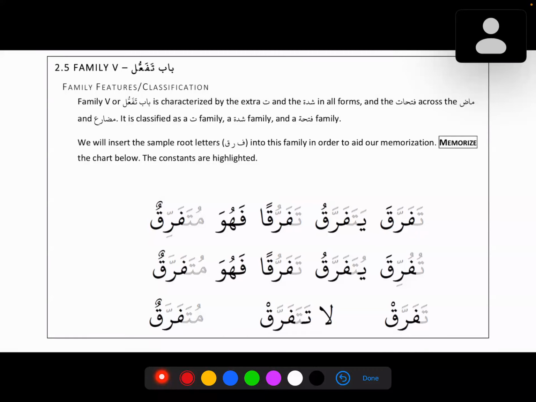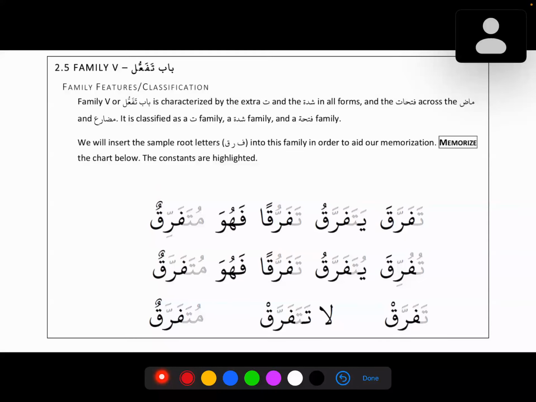Fahuwa mutafarrikun, right? So we always go with the Mudariya, yatafarraku. I'm just going to add mu to it, and then the middle root letter I'm going to give a kasra: mutafarriku. But this is ism, so I'm going to say mutafarrikun. So this is how you can remember how to make ism fa'il for family 5.